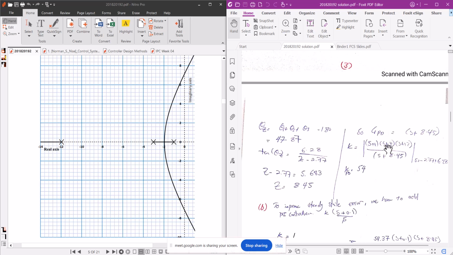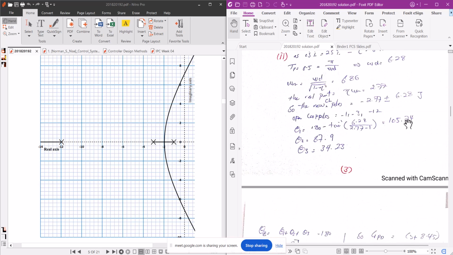Okay, so why is it in the denominator, s plus 8j? Because in the original transfer function it's in the numerator, so we take its reciprocal, because it will be multiplied. GPD will be multiplied with G, and G is 1 over s plus 1, 1 over s plus 3, 1 over s plus 12. So K is equal to 1 over your transfer function, so the numerator becomes the denominator and the denominator becomes the numerator. So s plus 1, s plus 3, s plus 12, s plus 8.45.